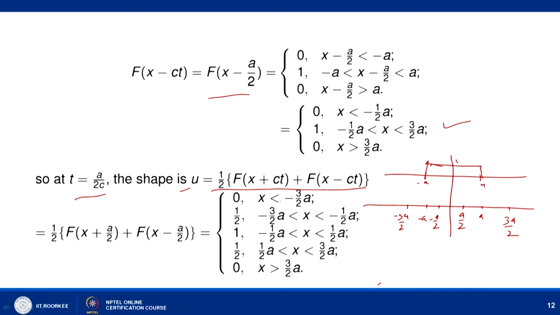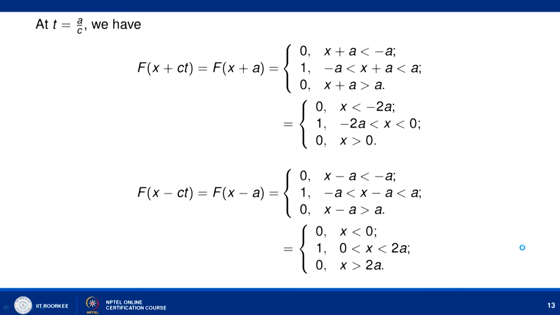Now, here it is 0 between x, so till here it is 0 and here also it is 0, and between minus 3 by 2 a to minus 1 by 2 a, it is 1 by 2. So, let us say that this disturbance is half, and then between minus a by 2 to a by 2, it is 1. So now your disturbance has moved like this: between minus a by 2 to a by 2 it is 1, and between minus 3a by 2 to minus a by 2 it is just half, and similarly here. So, it is kind of a symmetric shape we are moving. Now, this is the time at t equal to a by 2c.